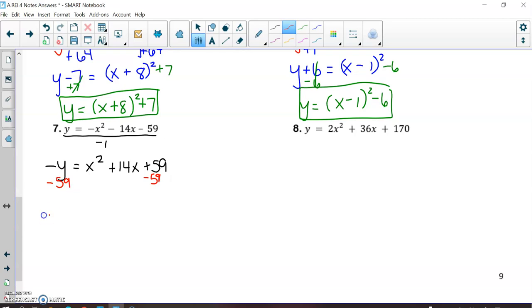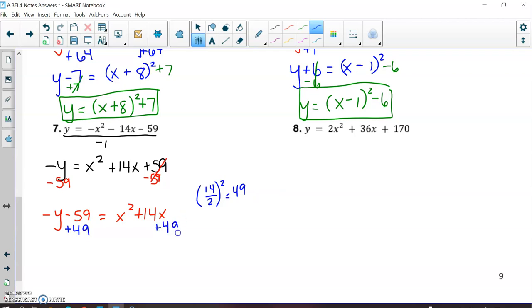Okay, so I have negative y minus 59 is equal to x squared plus 14x. I now take my b value, which in this case is 14. I divide by 2, and then I square that number. 14 divided by 2 is 7. 7 squared is 49. I'm going to add 49 to both sides.